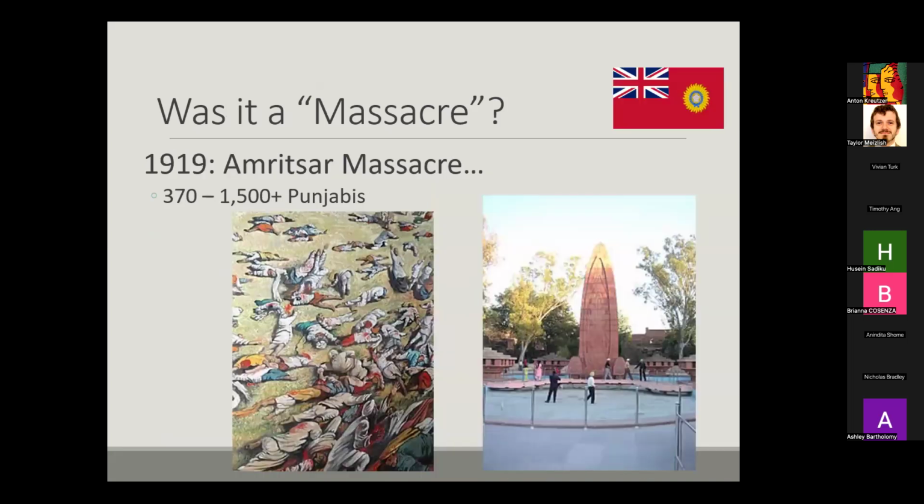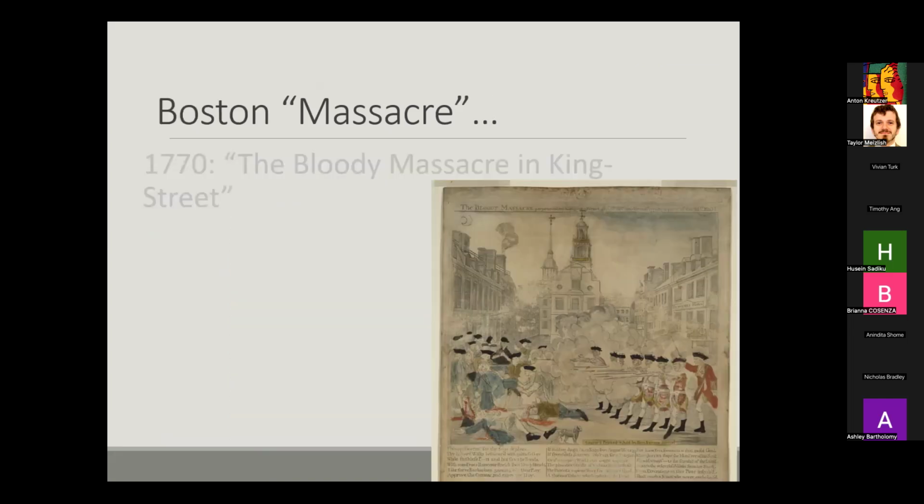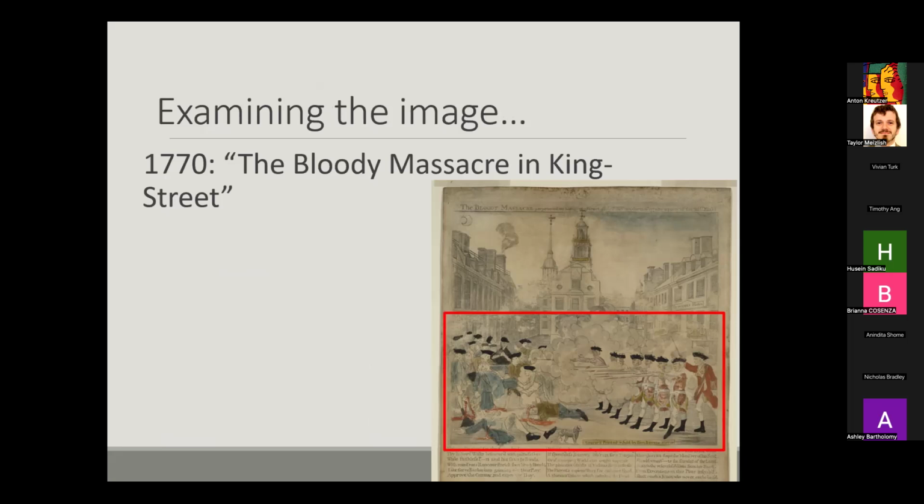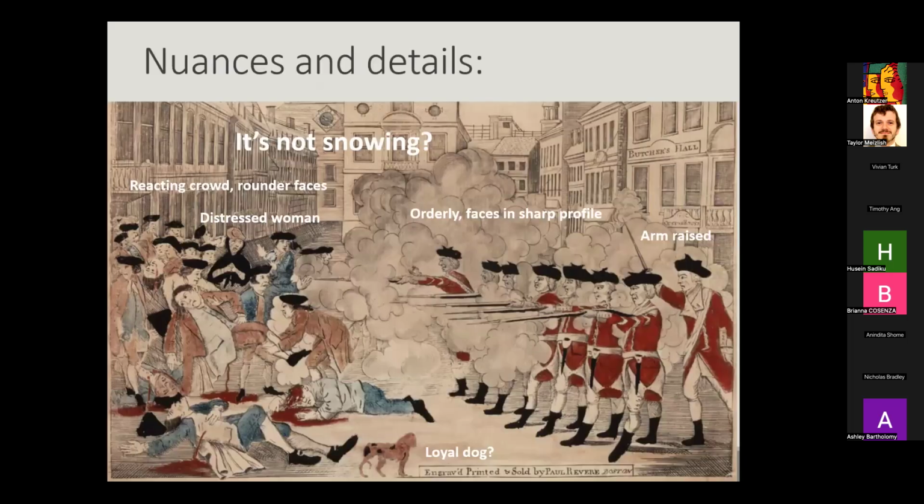In India was the Amritsar massacre. Hundreds, perhaps well over 1,000 people were killed. In the case of the Boston Massacre, it's 5 people killed. So it's kind of a small massacre, but that's what it's called. So when you start to look at the image, you've got to kind of think critically about it.